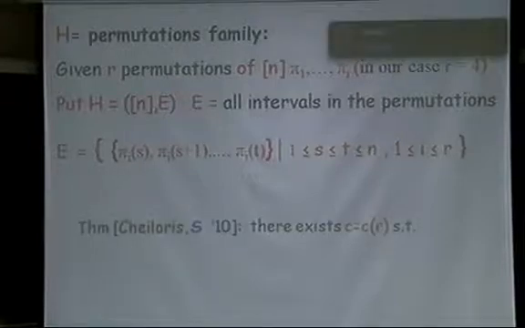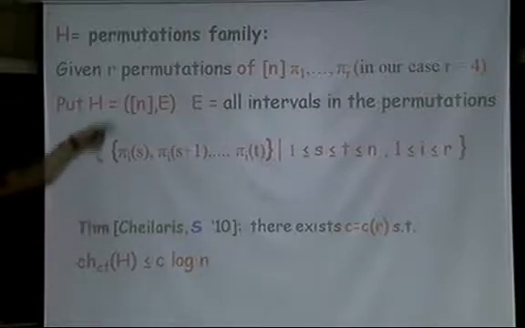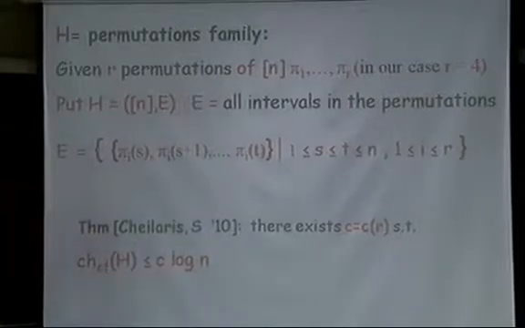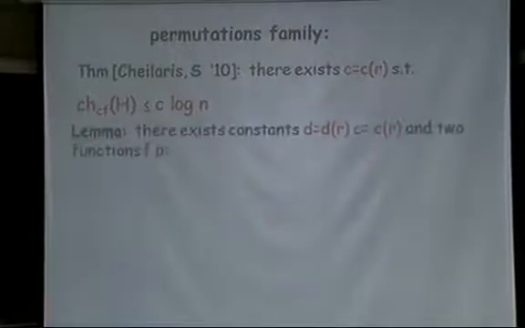So here's the theorem. There is a constant that depends only on the dimension. I call dimension the number of permutations. So it depends only on the number of permutations R, such that the choice number of that hypergraph is at most C log n. Okay? And here's the proof. So we need the following lemma.